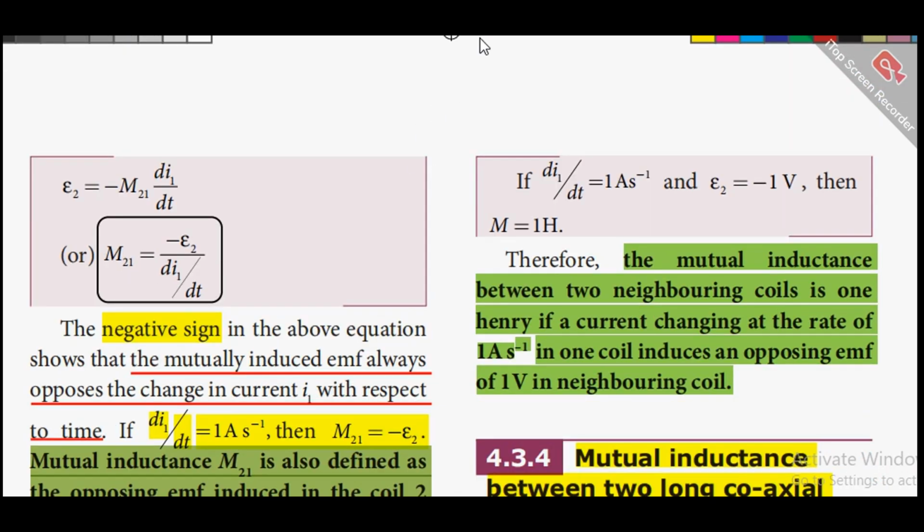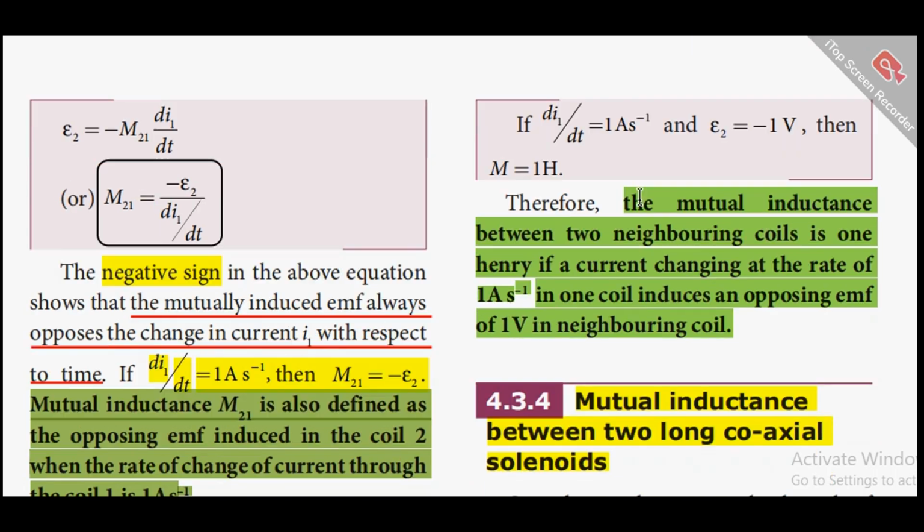And if the rate of change of current I1 with respect to time is given by 1 ampere per second, and the EMF induced E2 is equal to minus 1 volt, then the coefficient of mutual induction is given by M is equal to 1 Henry. Therefore, the mutual inductance between the two neighboring coils is 1 Henry if a current changing at the rate of 1 ampere per second in one coil induces an opposing EMF of 1 volt in the neighboring coil.